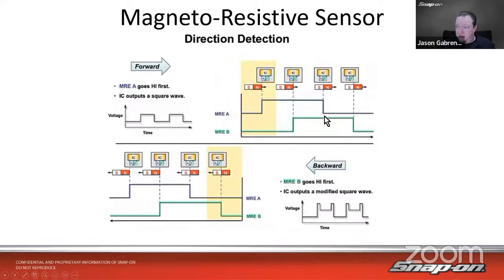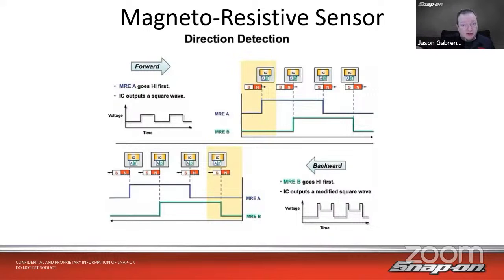Then it's going to send out a square wave, and it'll generate just a basic square wave. If it goes backwards the other way, south is going to hit it first, and then north. So it sees that, and then it knows it's going the other way. Then my signal goes up, and it puts out a modified square wave so that the vehicle's computer would know it's going backwards.